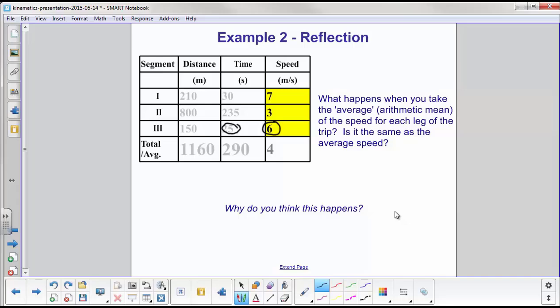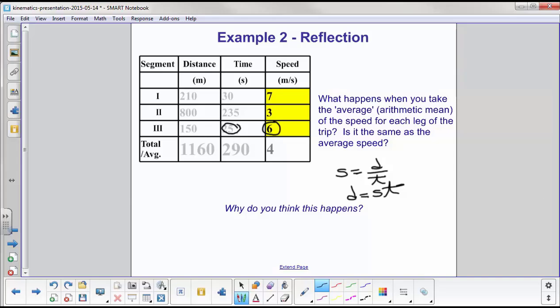Now we know we needed the total distance for our average speed formula. So what we had to do is fill in this cell here. Well, we had the time and the speed. So we know that the speed is equal to the distance over time. So since we had time and speed, we can find the distance just by doing a little algebra here. D is equal to the speed times the time. We multiplied 6 by 25. We received an answer of 150 meters.